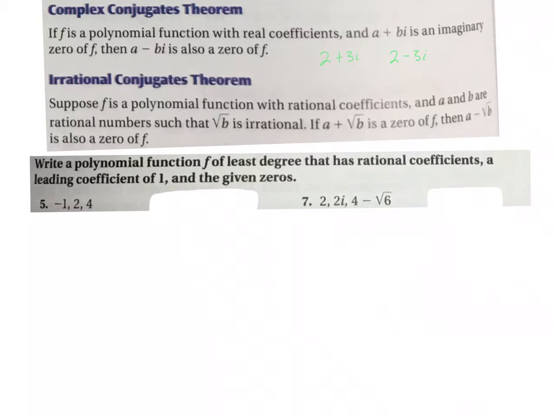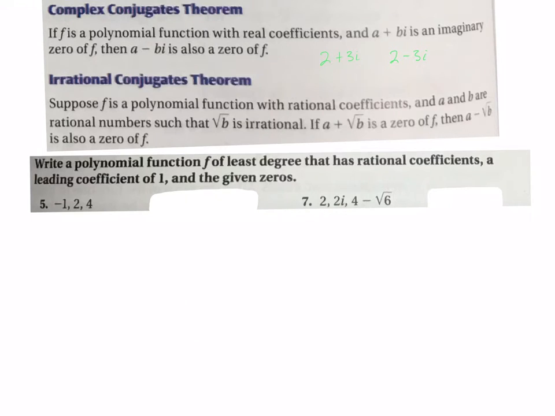So this is actually something pretty fun. It says write a polynomial function, f of x, of least degree, so you want to keep it as low a degree as possible, that has rational coefficients, so just don't get crazy with those, a leading coefficient of 1, and the given zeros. So pretty much what this means, we're going to do this one here on the left, number 5 first.